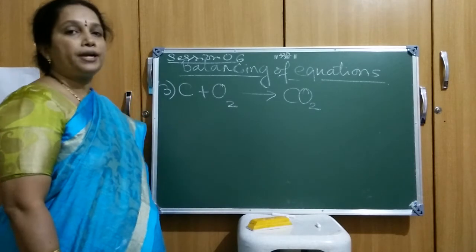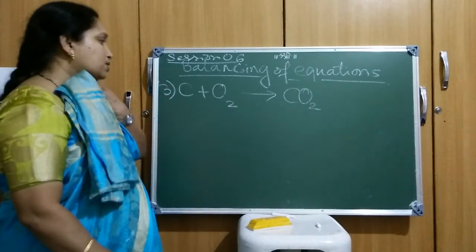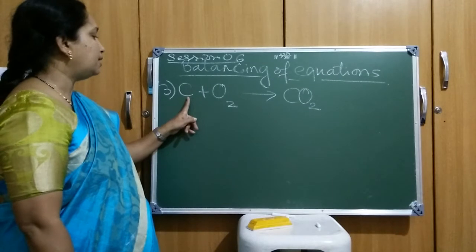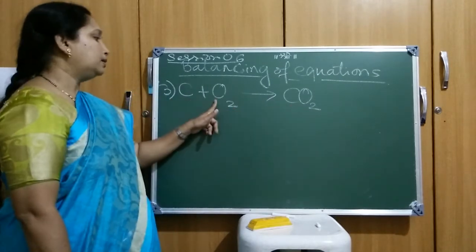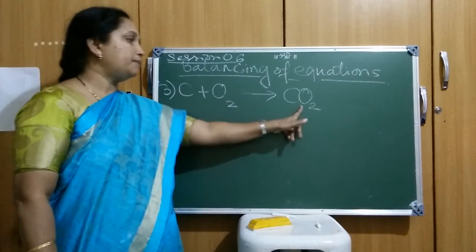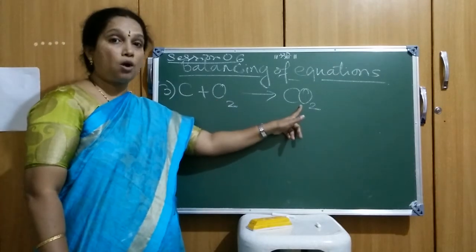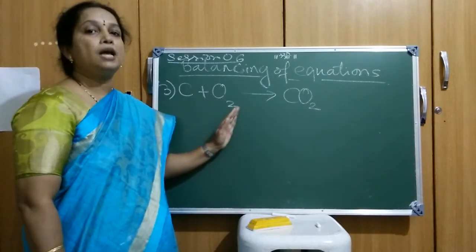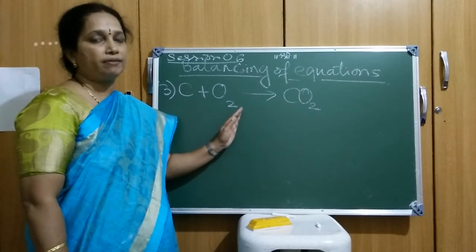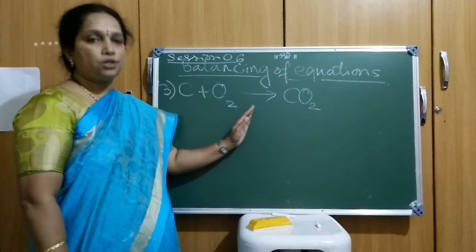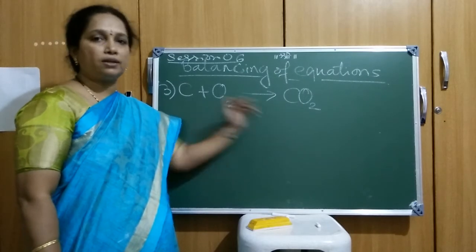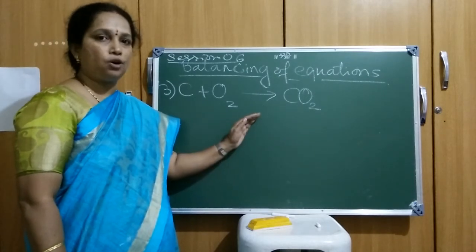But before going into the balancing of the equation, you just observe here. You can see that left hand side 1 carbon, right hand side 1 carbon. Left hand side oxygen 2 is there and here oxygen 2 is there. That means the equation is already balanced. No need to balance the equation. Sometimes they may give you equations which are already balanced. So you observe carefully and then go for the balancing. I hope it is clear.